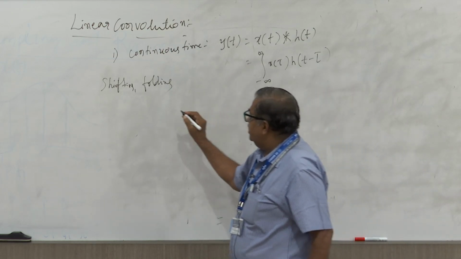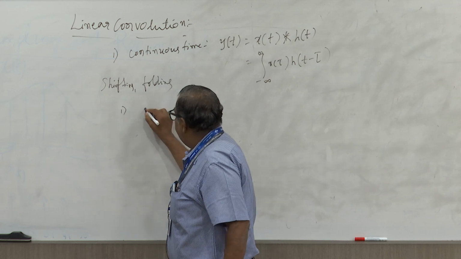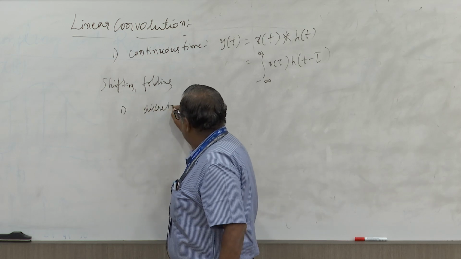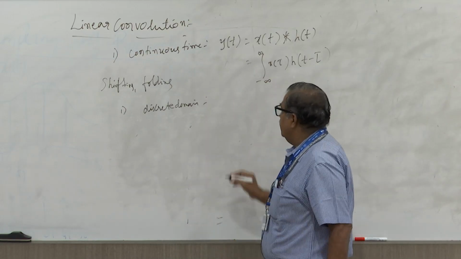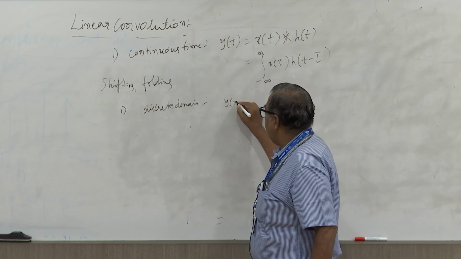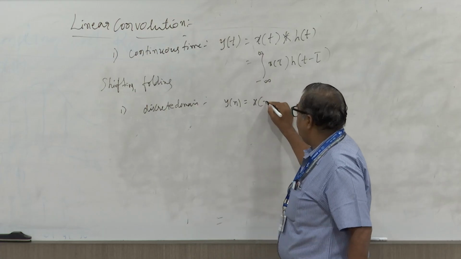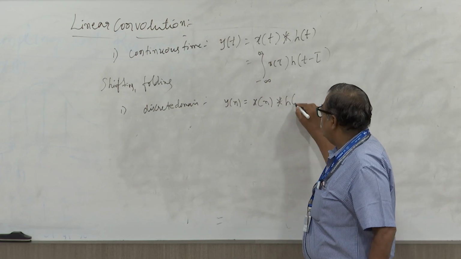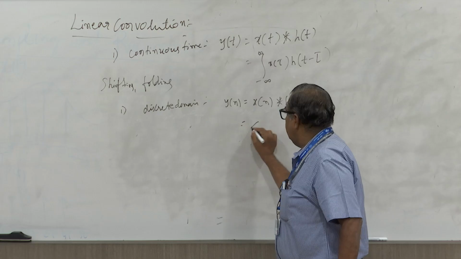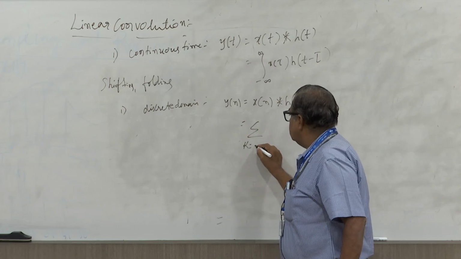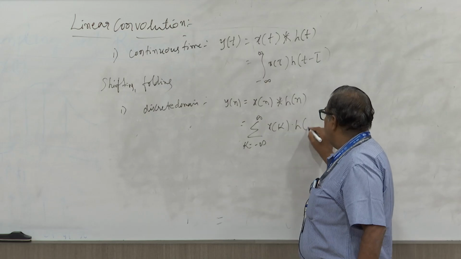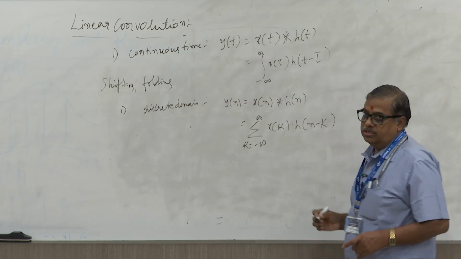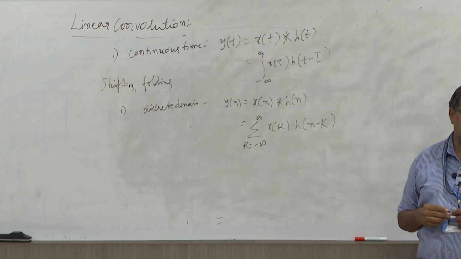Similarly, in the discrete domain also we can do convolution. It is called y of n is equal to x of n convolution with h of n. That is nothing but the summation, k equals minus infinity to infinity, of x of k into h of n minus k. So this is the convolution process.